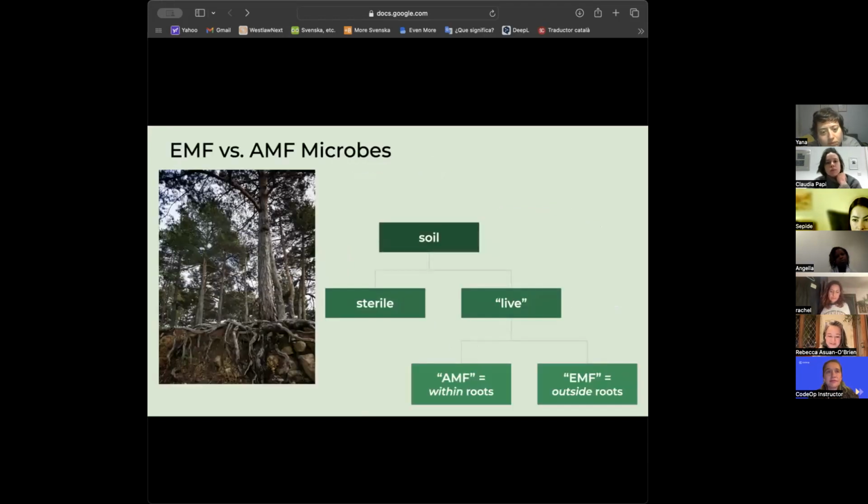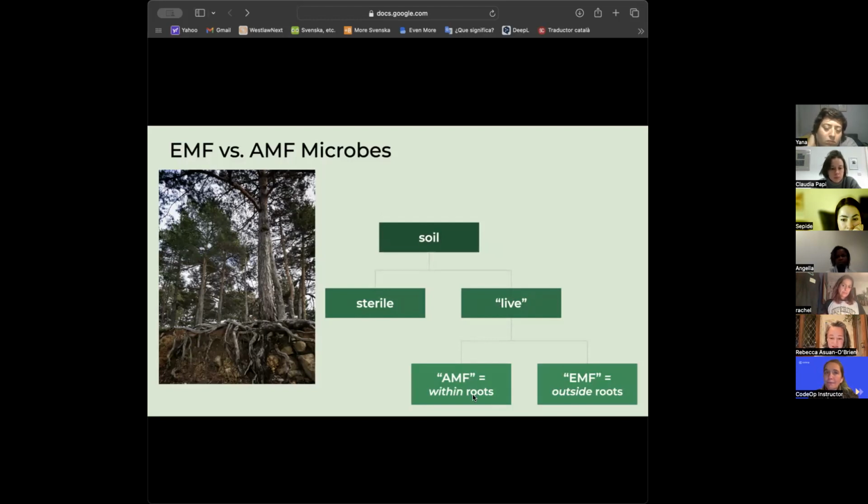Talking a little bit more about soil, some of the soil was sterile and some of the soil was live. Sterile means that there were no microorganisms in the soil. I was actually interested in how they get rid of all of the microorganisms, and what they do is they use gamma radiation. The gamma radiation kills the microbes, but it doesn't affect the composition of the soil. The other type of soil was live.